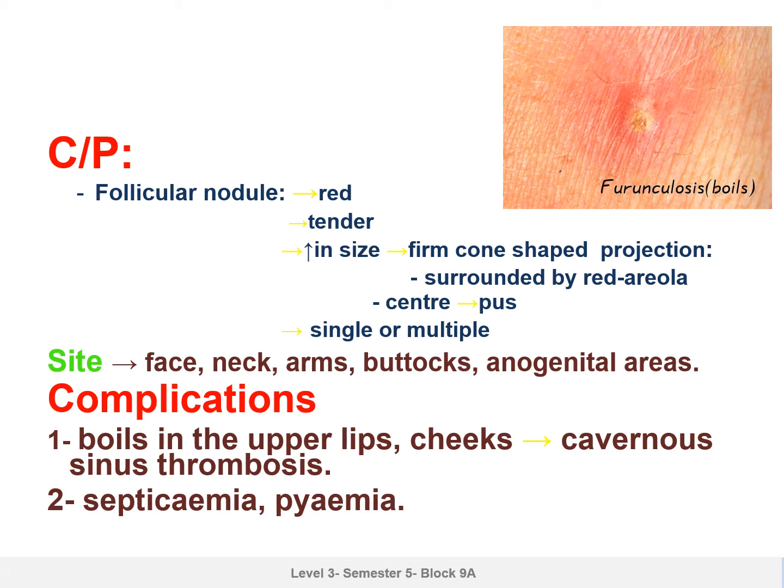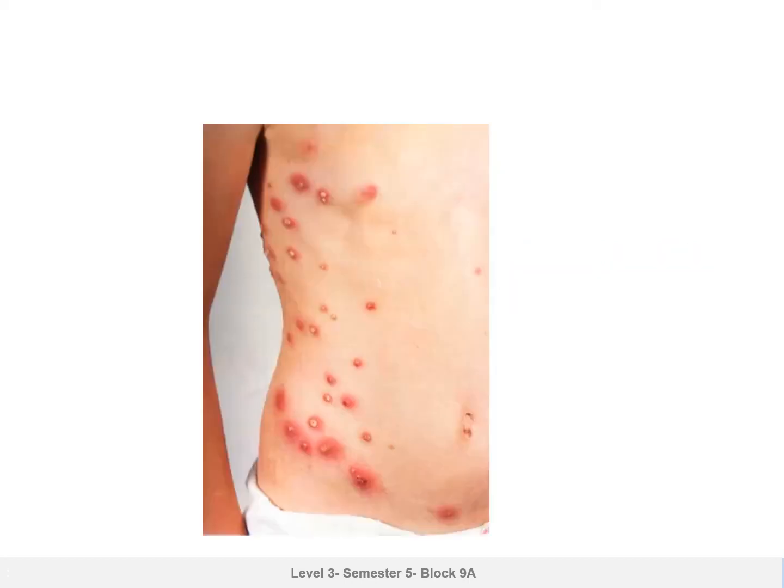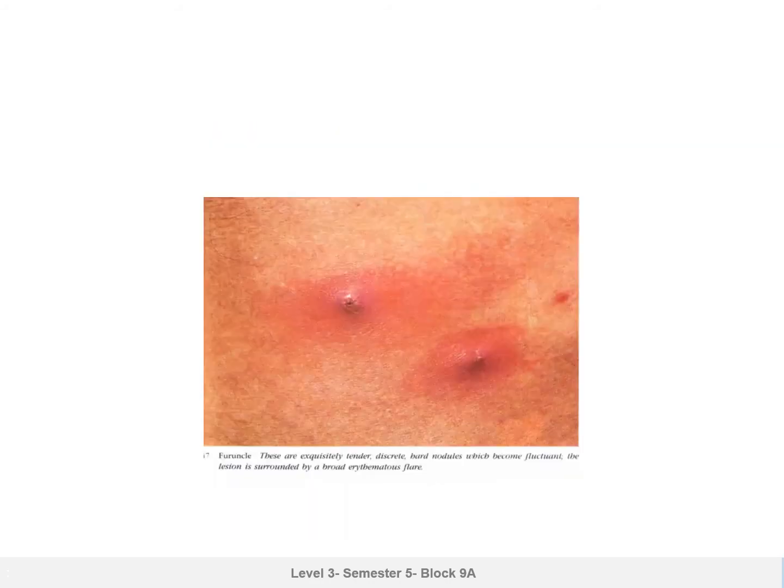And this photo of a boil shows inflammation, so it's hot, red, tender, swollen, surrounded by erythema, and so on. This is a photo showing multiple boils on the trunk. It's another photo.